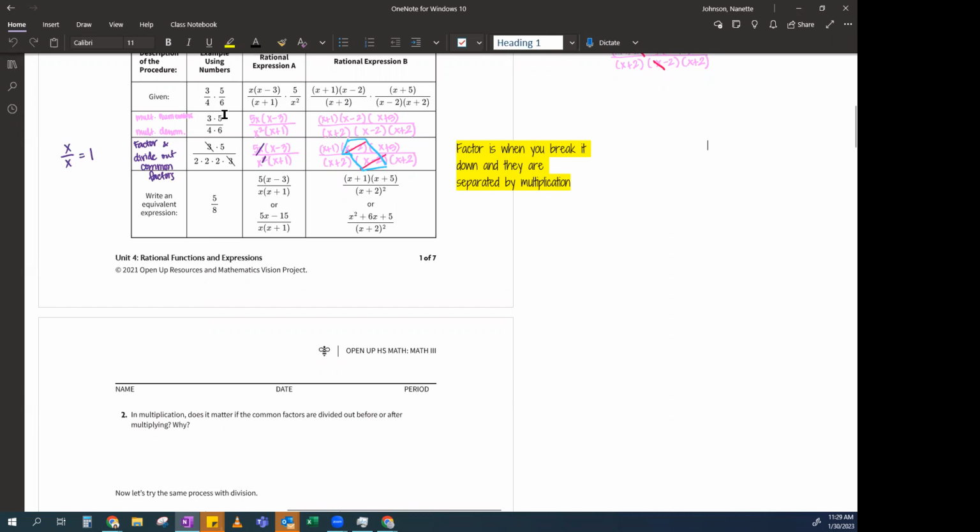3 times 5, I'm going to go up here. 3 times 5 is 15. So 3 times 5 over 4 times 6. Could you have done it like this? Like 3 times 5 is 15. 4 times 6 is 24.